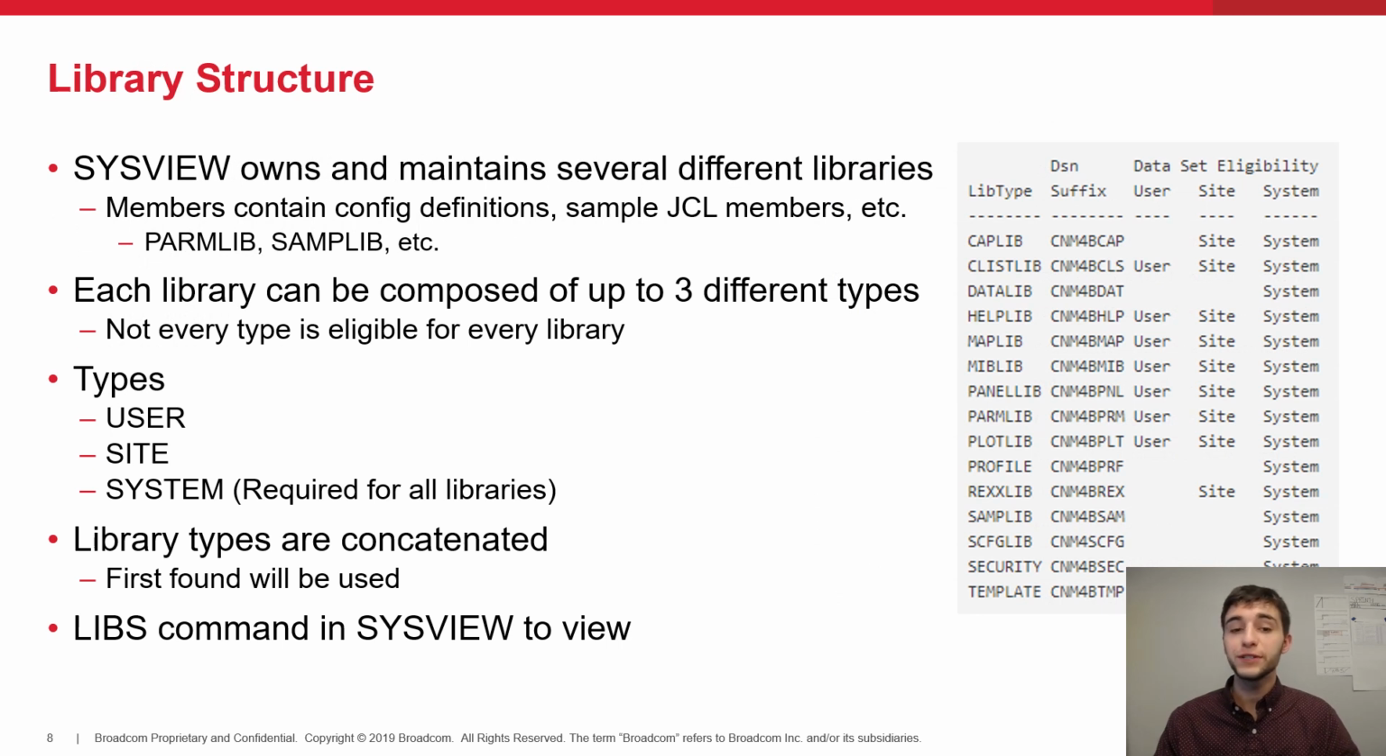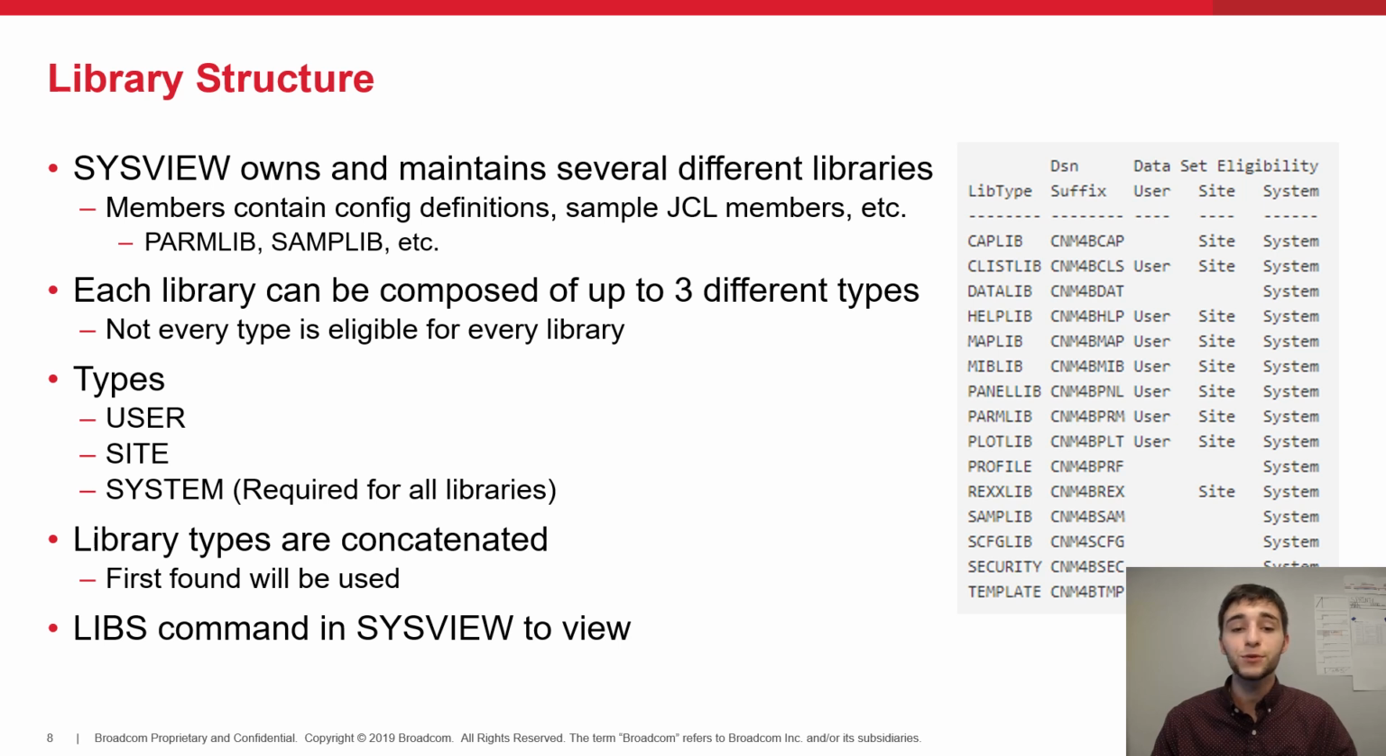As we mentioned previously when talking about the data collection process, SYSVIEW owns and manages several different libraries, one of these being ParmLib. The other libraries contain sample JCL members, help members, and various other members responsible for making up SYSVIEW. SYSVIEW introduces 3 different library types that these different libraries may be eligible for. These 3 types include system, site, and user. Not all of the SYSVIEW libraries are eligible for all the different types, which can be seen in the graphic to the right of the slide.